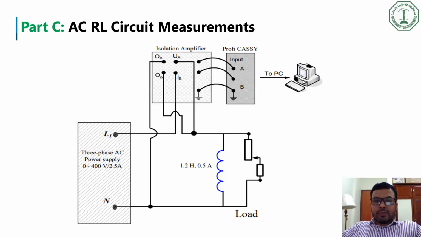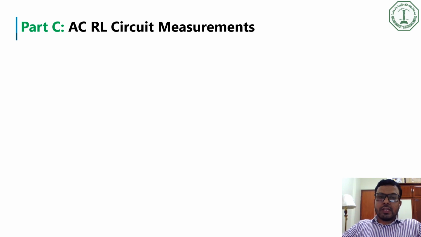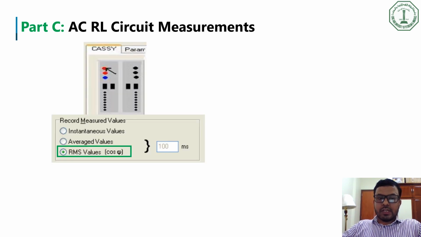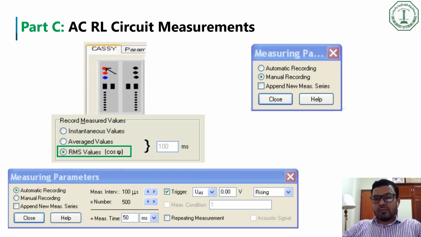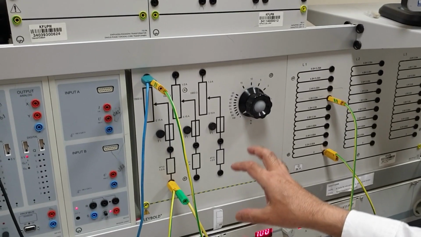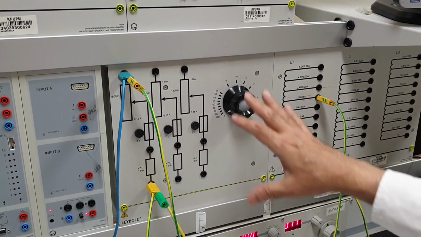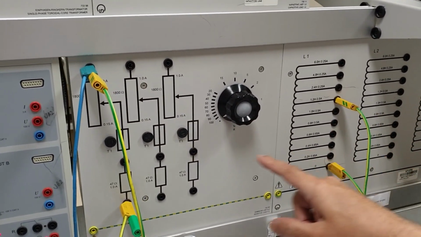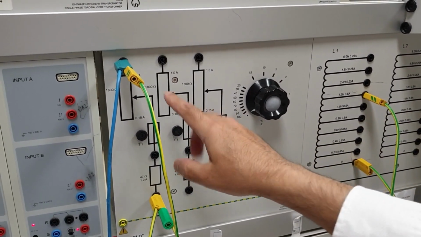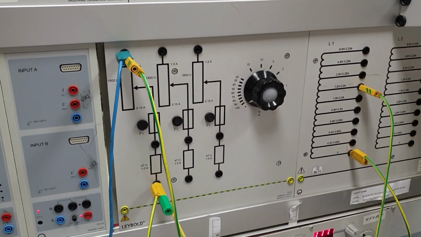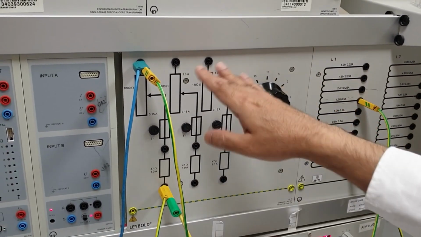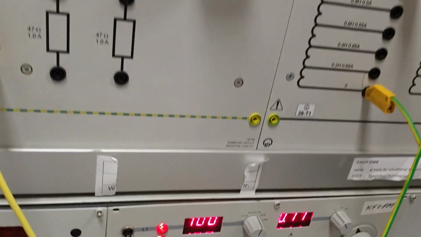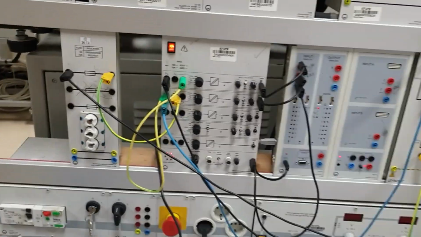Okay. This is our experimental setup for the AC RL circuit measurements. For this part, while activating CASSY, we must select the RMS values. Then we have to do manual and automatic recording as per the manual guideline. This is the second part of the first experiment, which is for the AC circuit. You see we have an RL load that we have connected in parallel. Okay, this is the resistance and the reactance, only one phase. Not the three, we did not parallel it. Okay, the rest of the connection is exactly the same as the previous circuit.